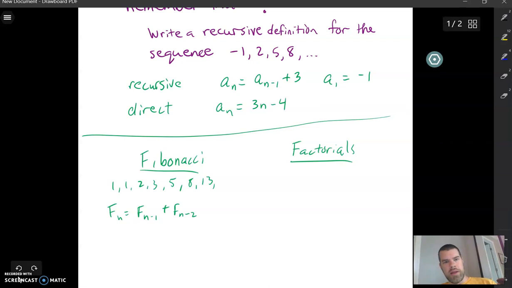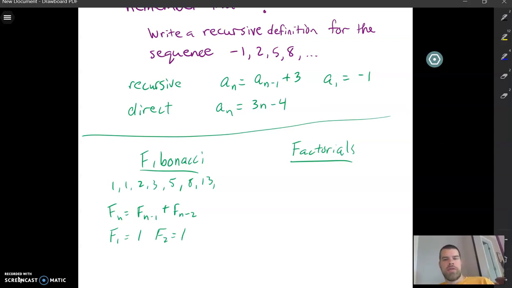Again, with any recursive definition, we need base cases. In this case, we need to say f1 is 1 and f2 is also 1. The first and second numbers are both 1. If you don't know the first and second numbers, you can't generate the rest of the numbers in the sequence.